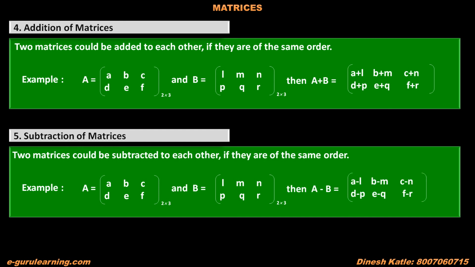Then subtraction of A and B, that is A minus B, is equal to subtraction of corresponding elements, that is A minus L, B minus M, C minus N in first row, and D minus P, E minus Q and F minus R in second row. The resultant matrix is also of same order as that of A and B.